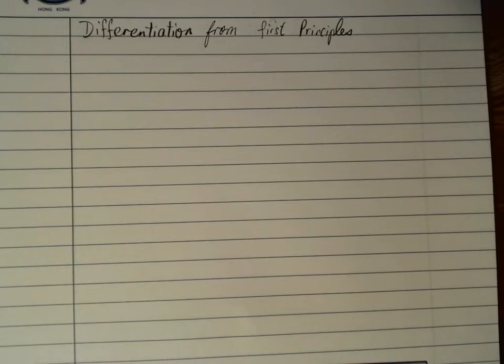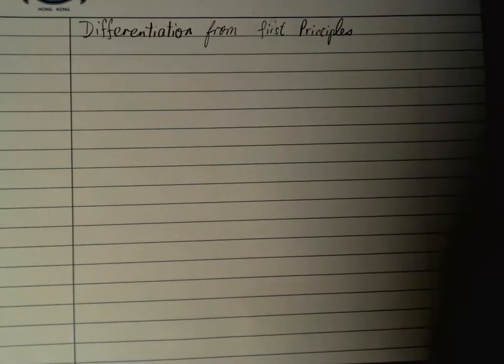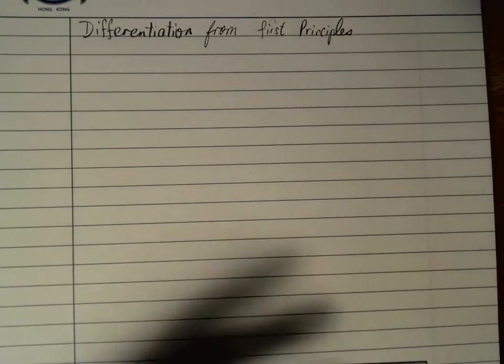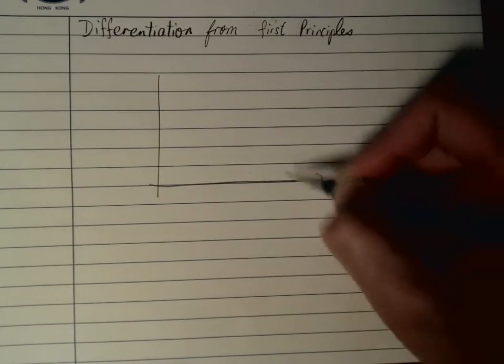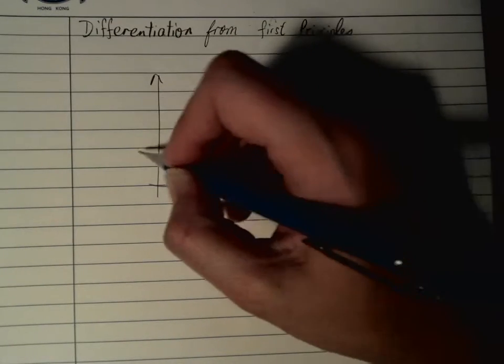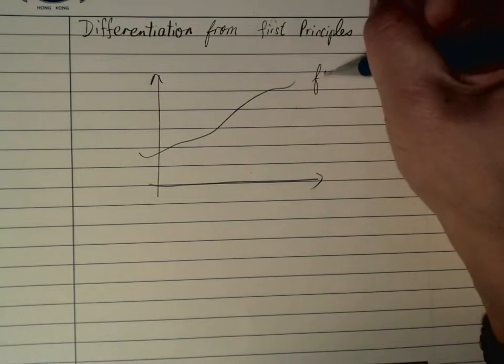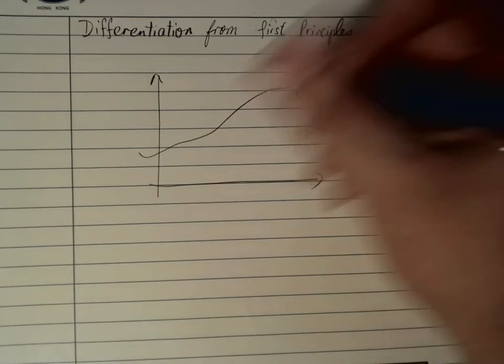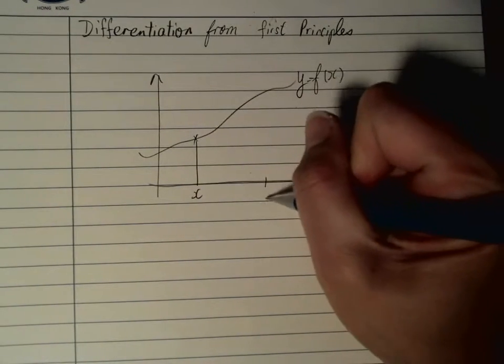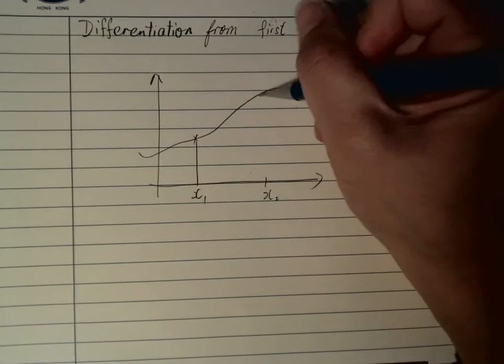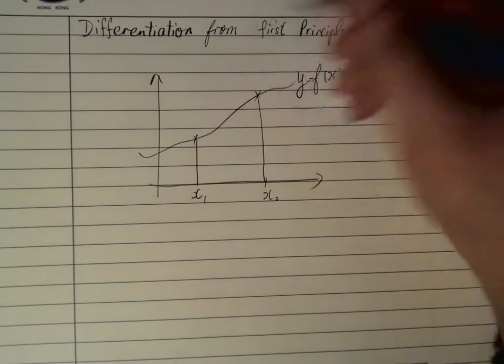Alright, differentiation by first principle. Differentiation by first principle is actually finding the tangent, the slope of a tangent. So where does it come from? Well, we have here x. Say, for example, we have a function y equals f(x), and this is x1 and x2, and they come close.